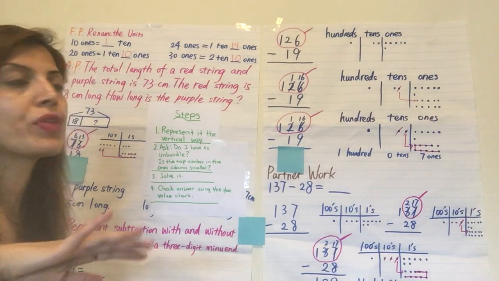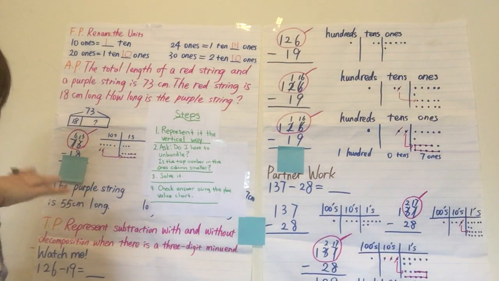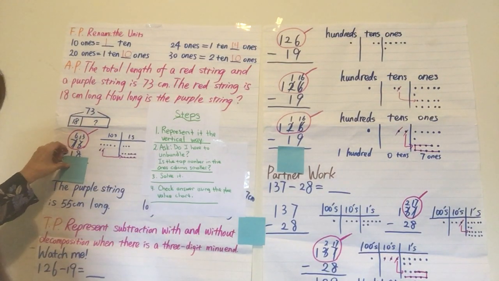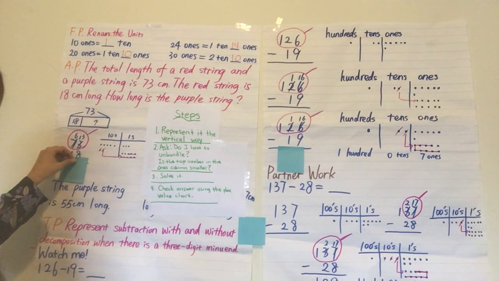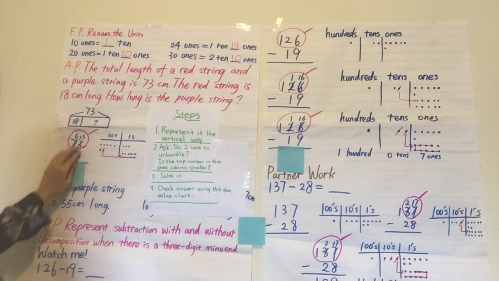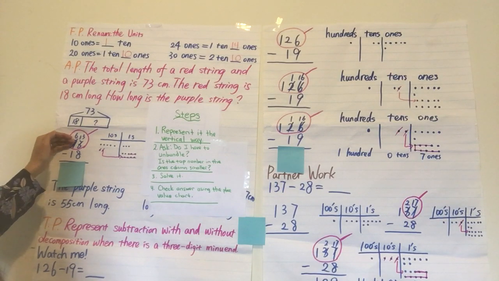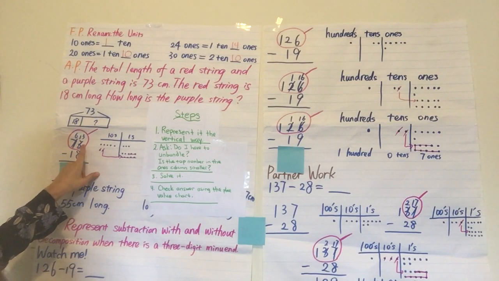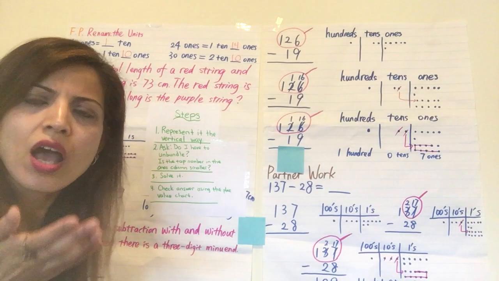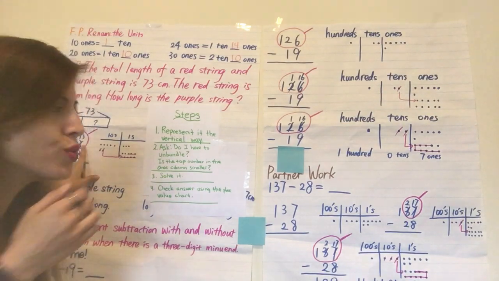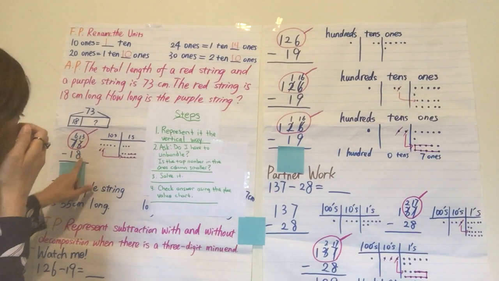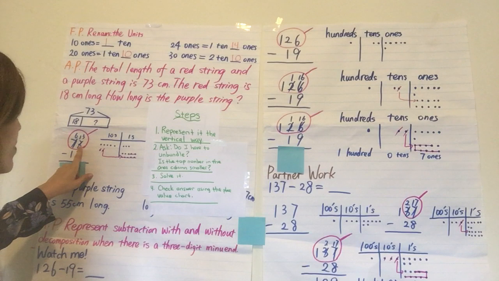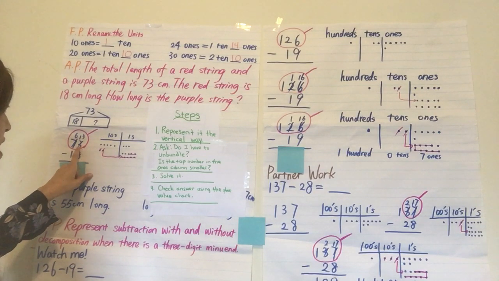Okay, great. So now 73 minus 18. I'm going to follow these steps. I did represent it the vertical way, right? The top number is on top, the bottom number is on the bottom. So now I'm going to look at the ones column and look at the top number. Do I have to unbundle? I think I do, because the top number in the ones column is smaller. I do not have enough. I only have 3 ones, and you cannot take away 8 ones from 3 ones.